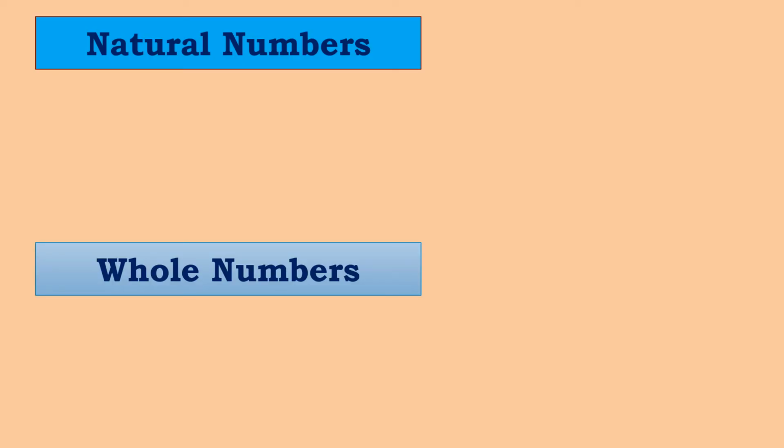Let us see what are natural numbers. Natural numbers are counting numbers. 1, 2, 3, 4, 5, and so on are called the natural numbers. What are whole numbers? The natural numbers along with a zero are called whole numbers. 0, 1, 2, 3, 4, and so on are called the whole numbers.